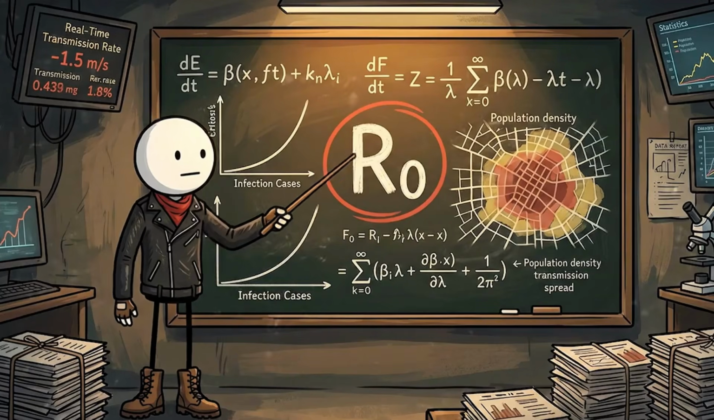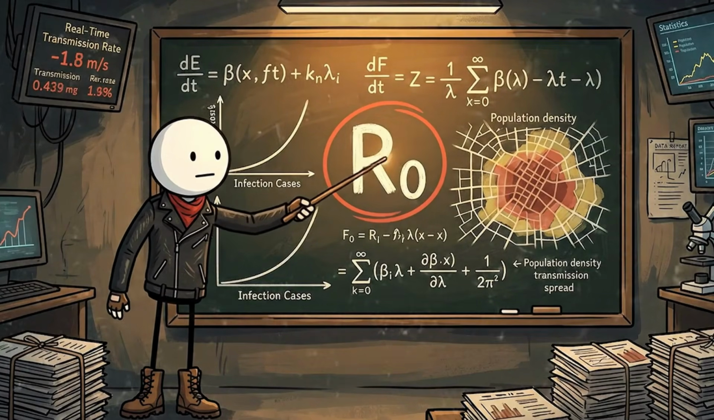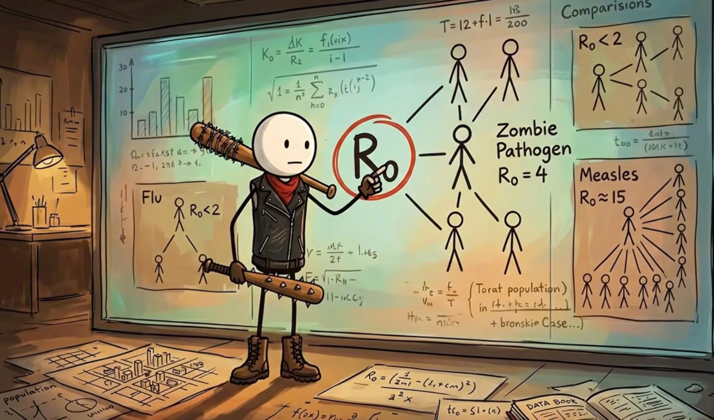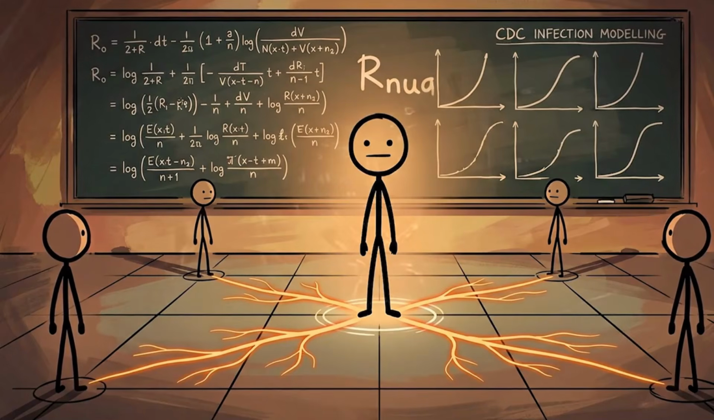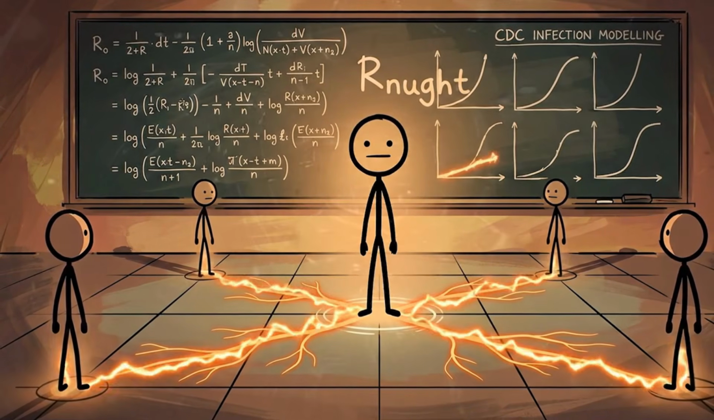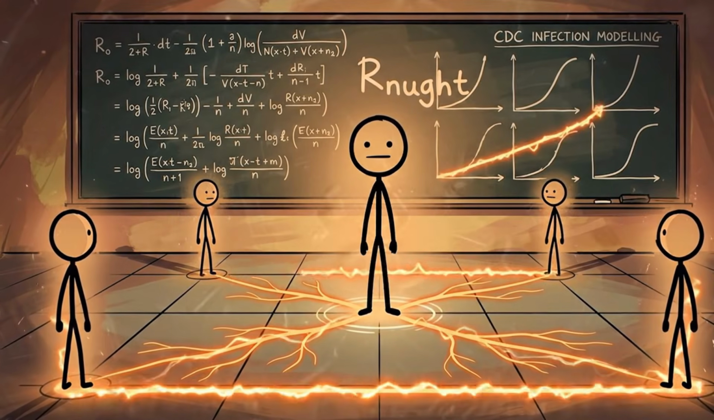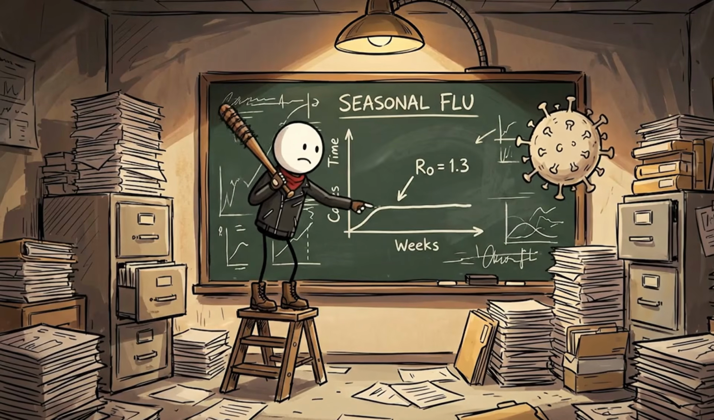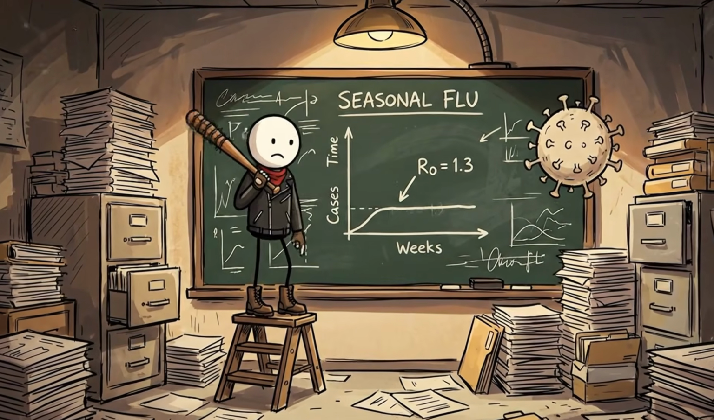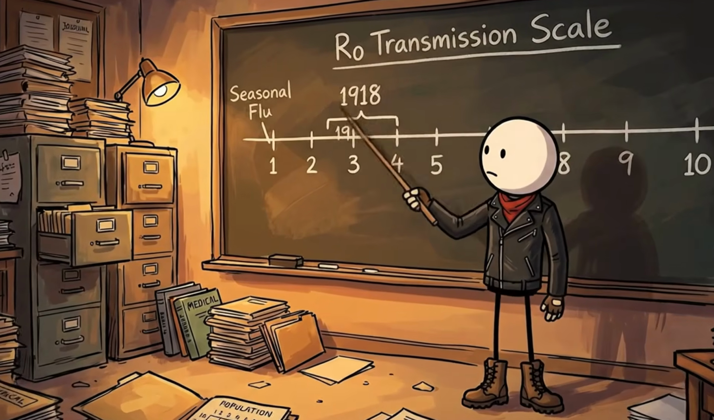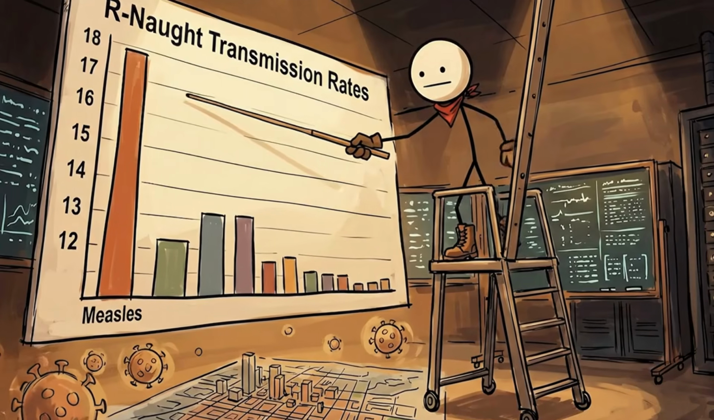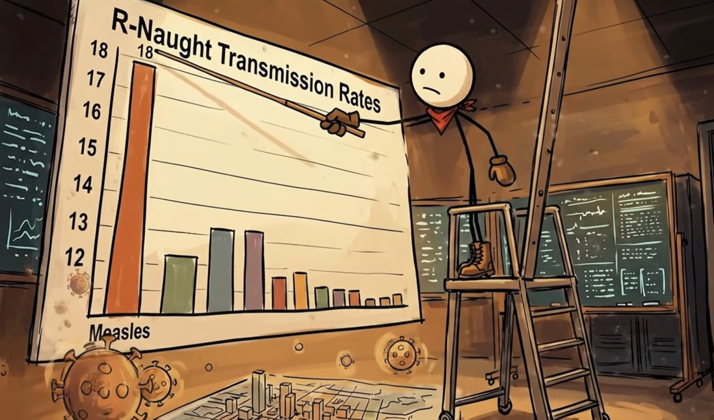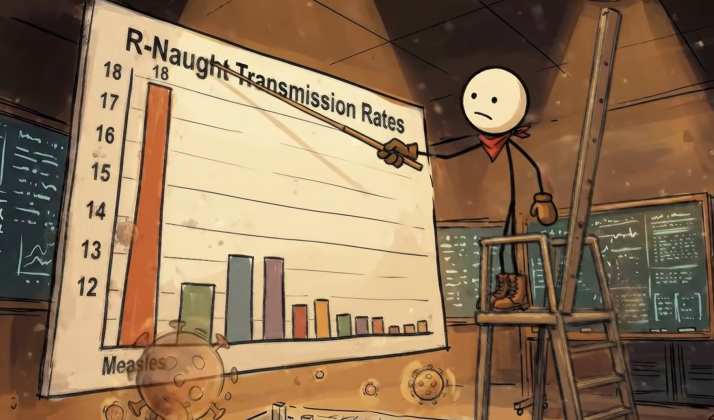What drives the speed of any outbreak is a single number, R-naught, the basic reproduction number. The CDC defines it as the average number of new infections generated by a single infected individual in a fully susceptible population. Seasonal flu carries an R-naught of 1.3. The 1918 pandemic sat between 2 and 3. Measles, the most infectious disease ever documented, ranges from 12 to 18.